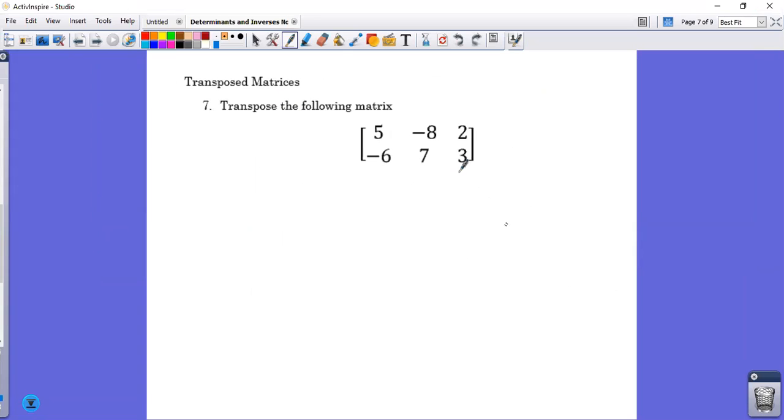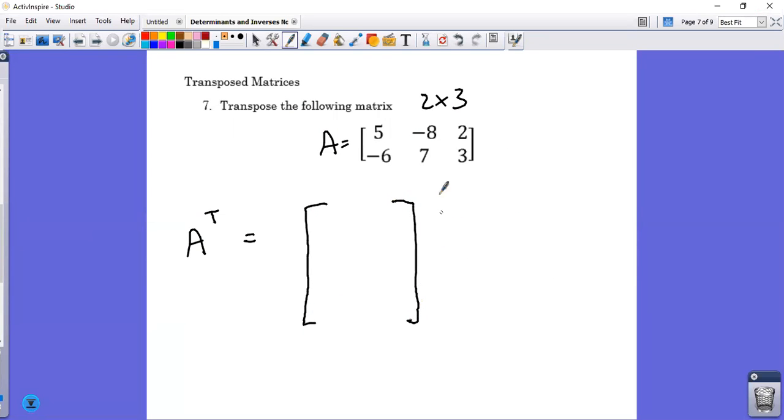Okay, so the last part, transposing a matrix. If this is a 2 by 3 matrix A, you might see that it says A to the T power. You can do the T power on Desmos, but you don't need to, because all transposing is taking whatever the first row is and making that your first column. So the 5, -8, 2 becomes 5, -8, 2 going down. Then the next row becomes your next column, -6, 7, 3. That's called transposing the matrix, just switching the rows for the columns.